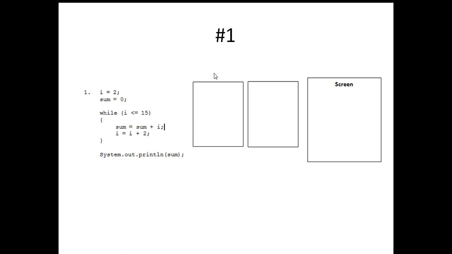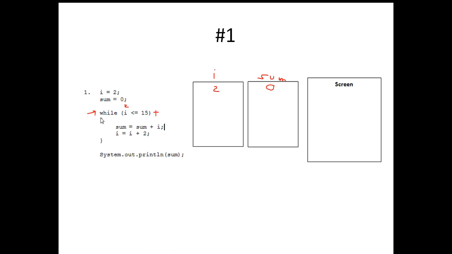We have the variable I and the variable sum. I is set up to be 2 right now, and the sum is 0. There's nothing on the screen. So the first thing we do is we hit the while loop, and the while loop says, is I less than or equal to 15? I is 2, and since 2 is less than or equal to 15, it's true.